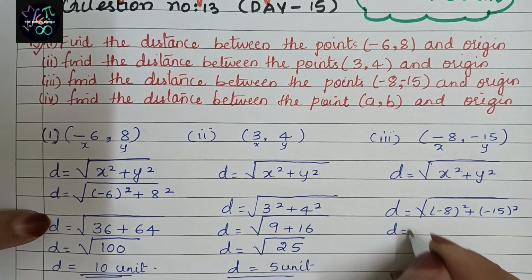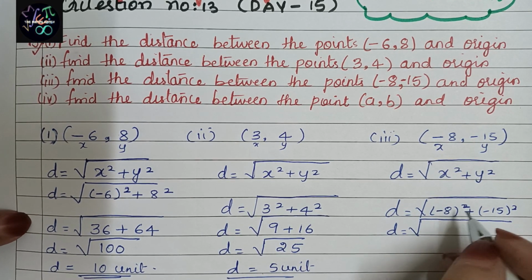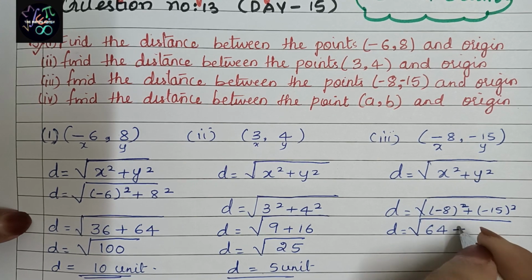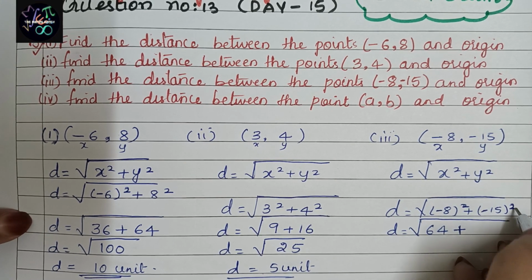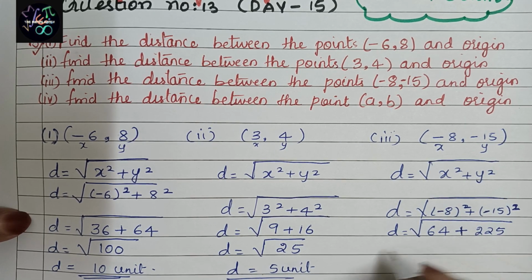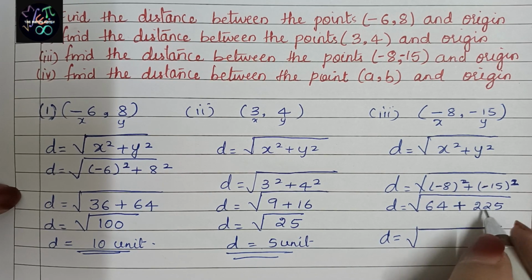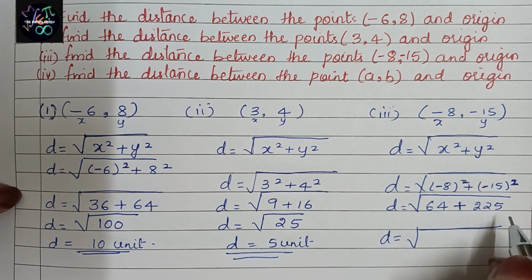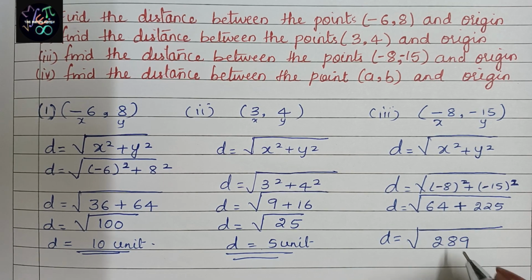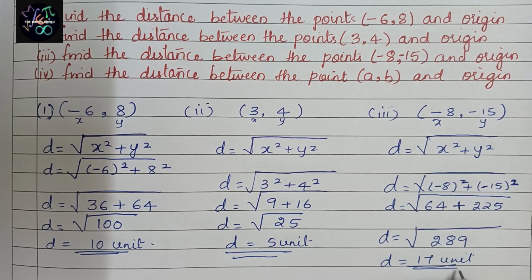So D is equal to minus and square, minus will go because minus into minus is plus, it is 8 square. 8 8s are 64. Plus sign as it is, this minus and square, minus will go. So 15 15s are 225. D is equal to root of 64 plus 225 is 289. Root of 289 is nothing but 17 unit. So in this way we have to solve this.